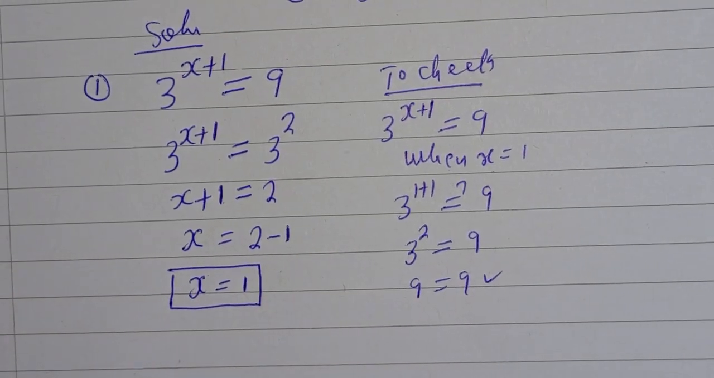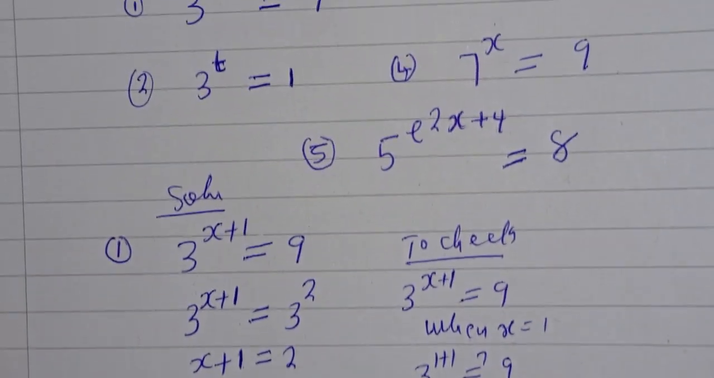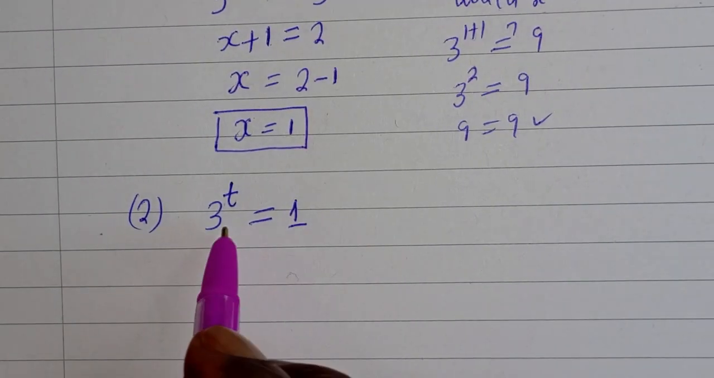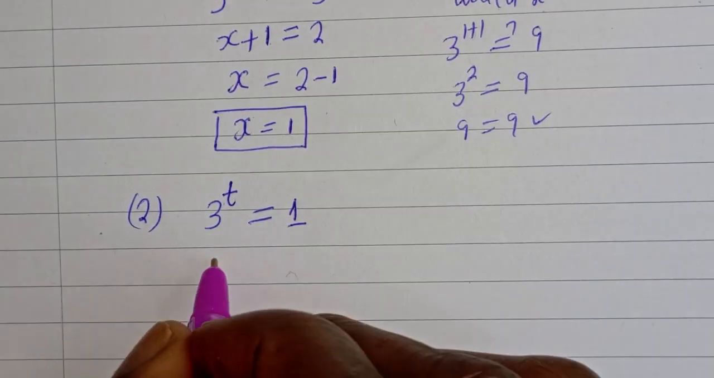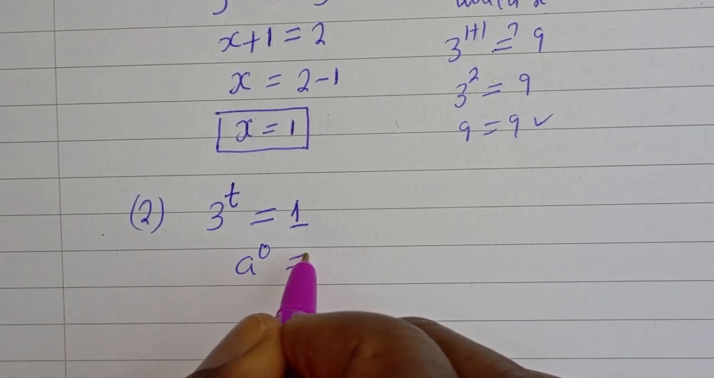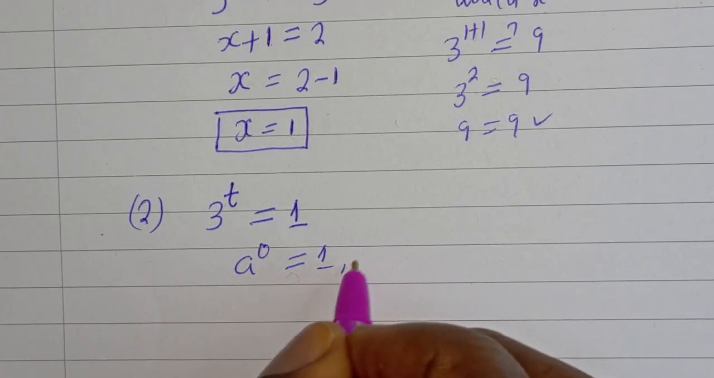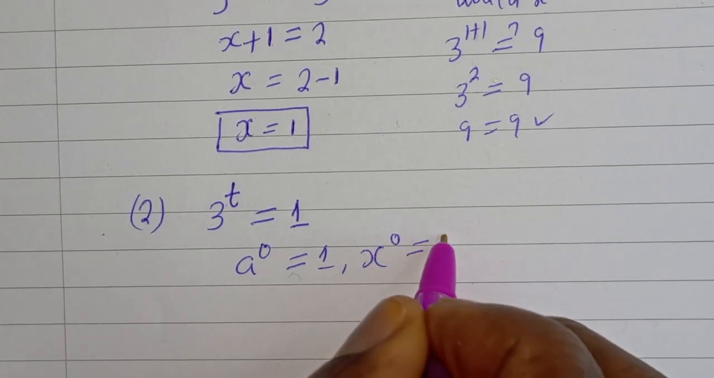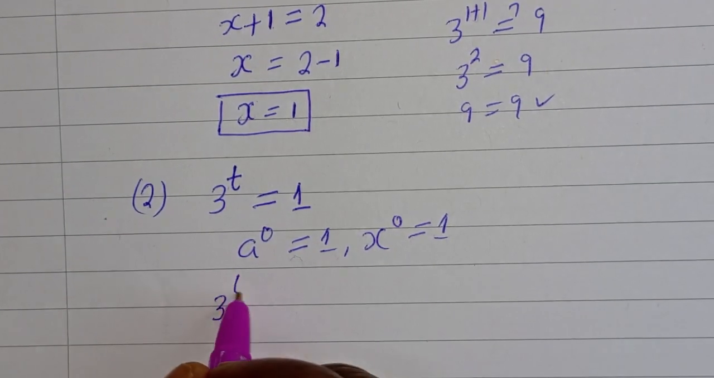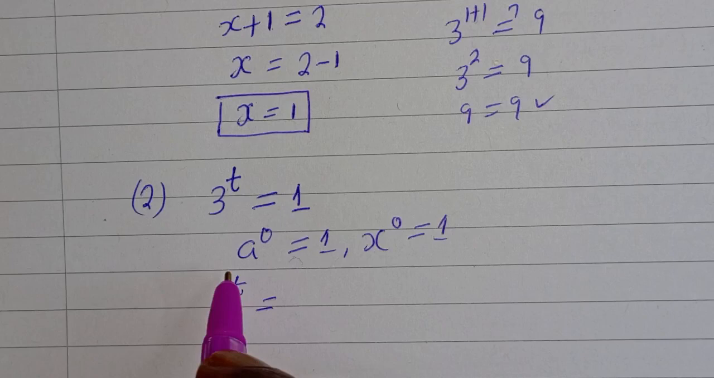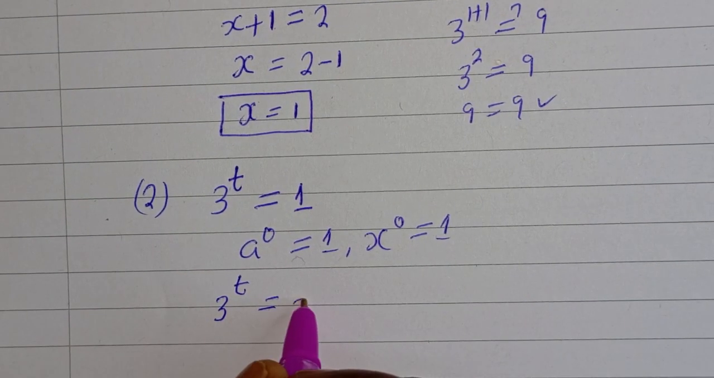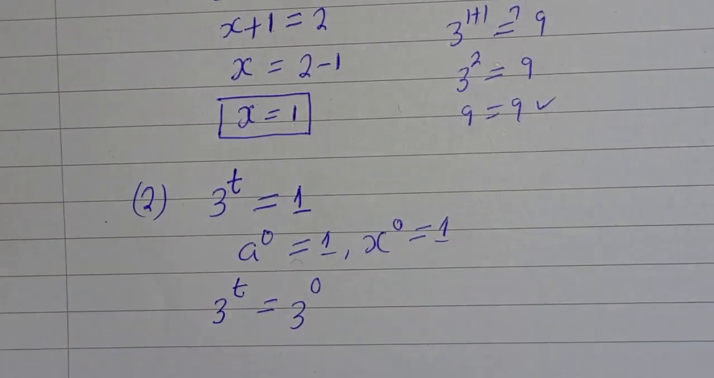Now let's solve the second equation. The second question is 3 raised to power t is equal to 1. From the exponential identity, we know that a raised to power 0 is equal to 1. Therefore, 3 raised to power t will be equal to 1, and since 1 is a raised to power 0, this will now be equal to 3 raised to power 0.